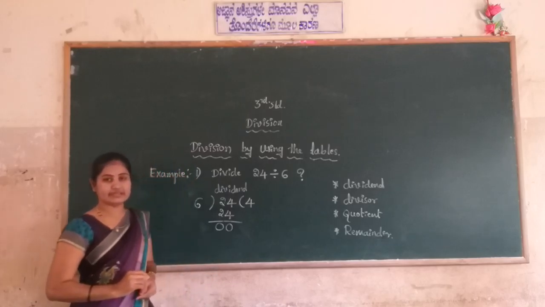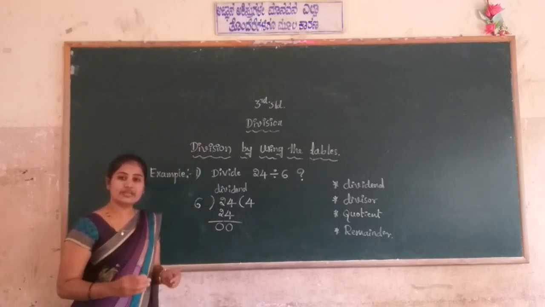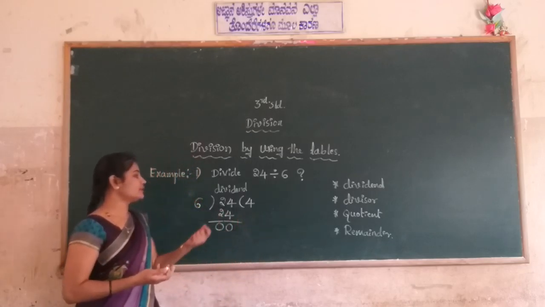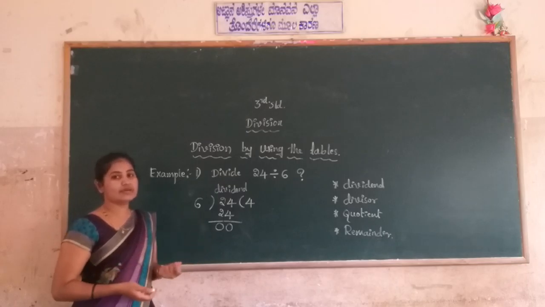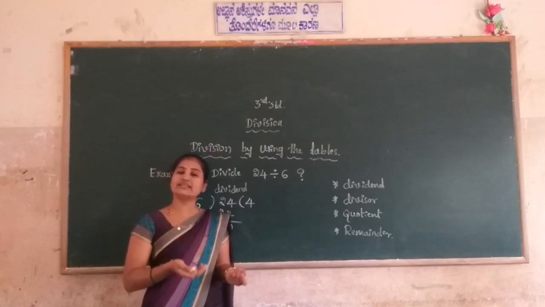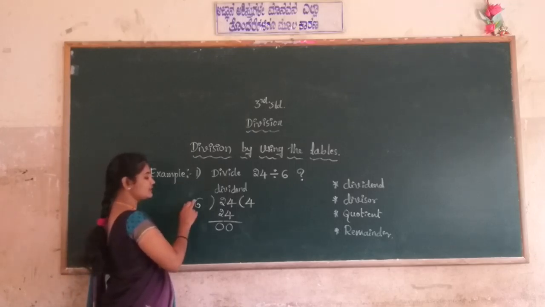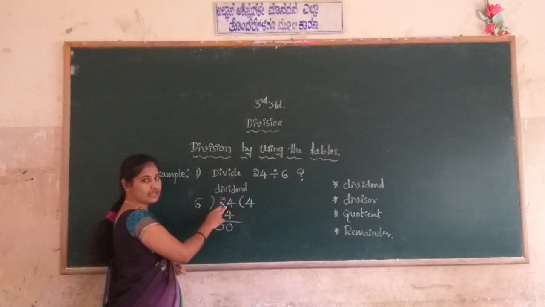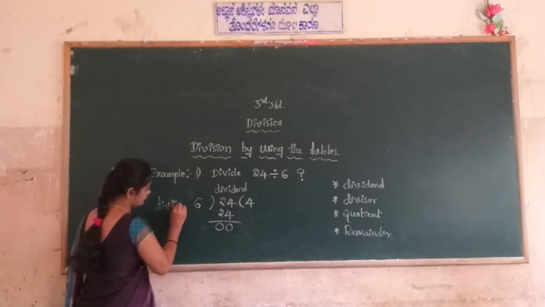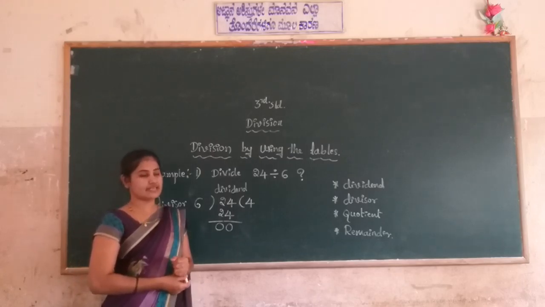24 is the dividend. What is the meaning of divisor? The number by which the dividend is divided. Which number do we use to divide the dividend? That number we call the divisor. 6 is the divisor because 6 divides the 24.